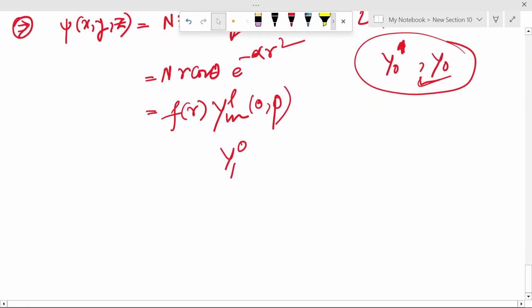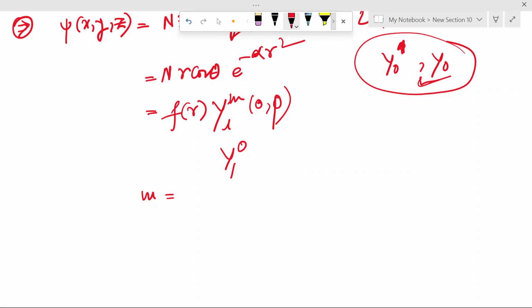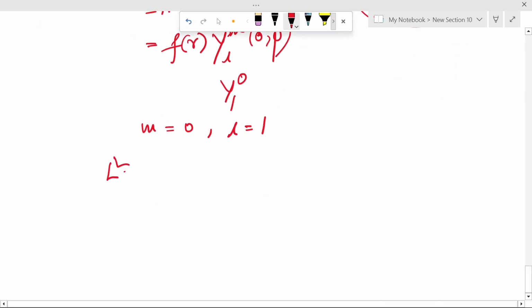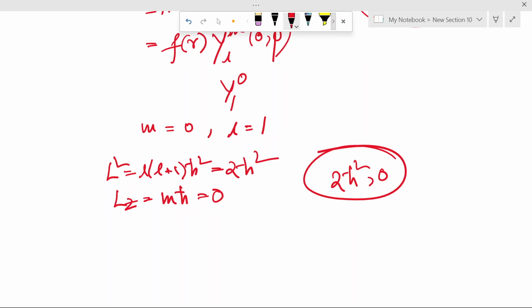So your aim is, sorry, it's not aim here. LM. Sorry for that. So your m is 0 and L is equal to 1. So your L square is L into L plus 1 h cross square, which is equal to 2 h cross square, and Lz is equal to m h cross, which is equal to 0. 2 h cross square and 0 is the answer. Done.